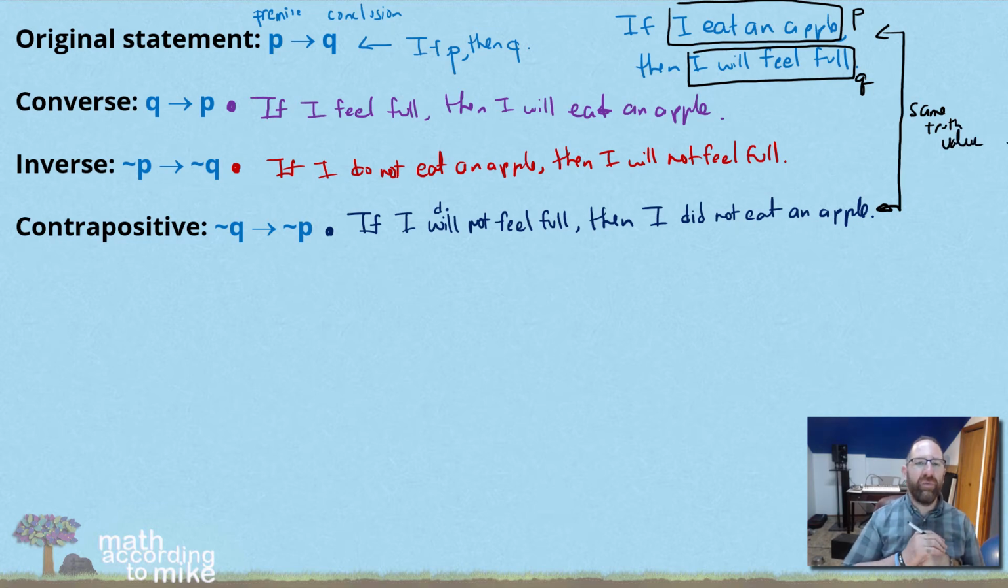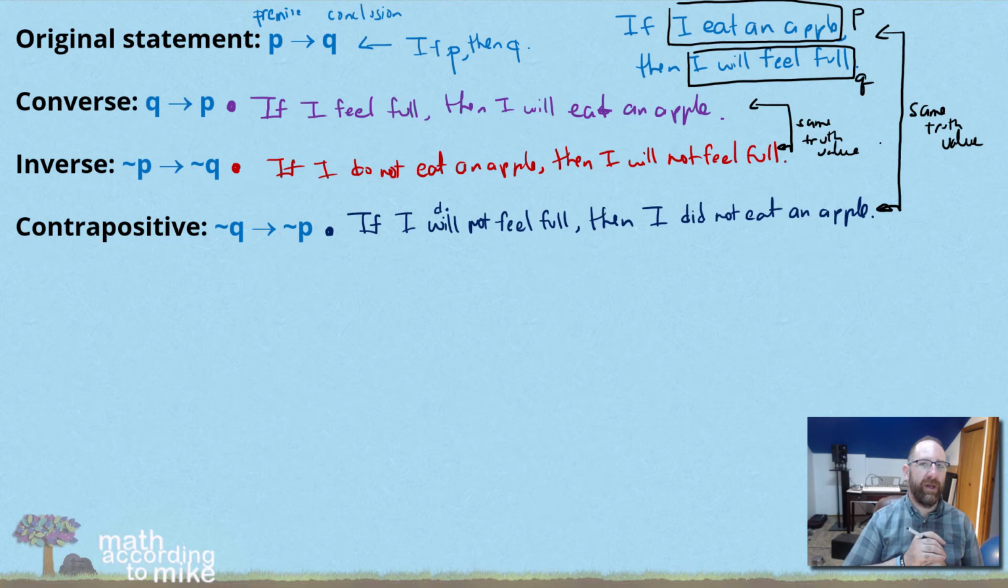Meaning that if the original statement is determined to be true, then its contrapositive is also determined to be true. Likewise, if the original statement is determined to be false, then its contrapositive is also false. The original statement and the converse and inverse are not always going to be the same. As it turns out, this pair has the same truth value.